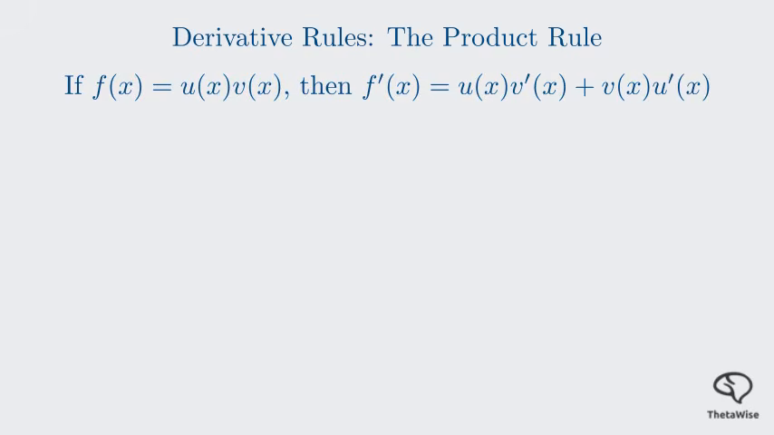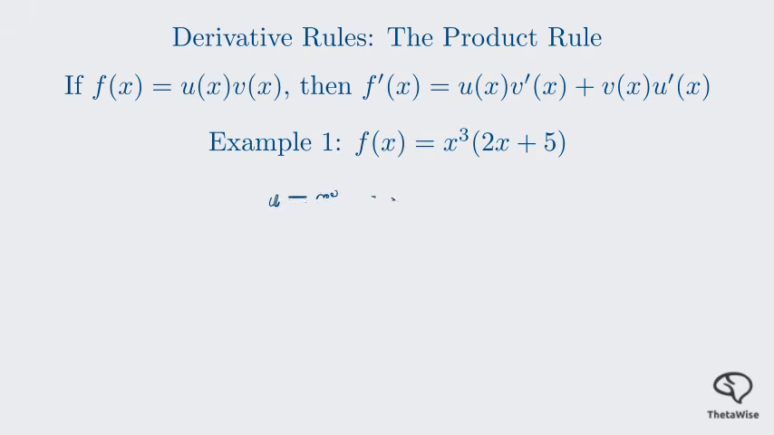Let's work through some examples. Let's find the derivative of the product x cubed times 2x plus 5. Here u is x cubed and v is 2x plus 5. So u prime is 3x squared and v prime is 2. Now we plug these into the product rule formula.